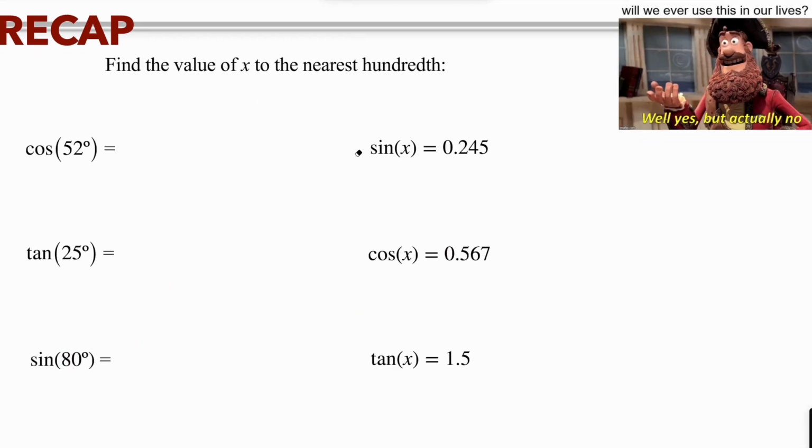Again, to recap, just to be able to type these into the calculator, go ahead and work on these, pause the video, and then resume to check your answers. So cosine of 52 is going to be 0.62 because it says round to the nearest hundredth, so you want 2 decimal places. Tangent is going to be 0.47, and sine is going to be 0.98. Now on the right-hand side, we're looking for angles, which means we will have to do the inverse of these answers.